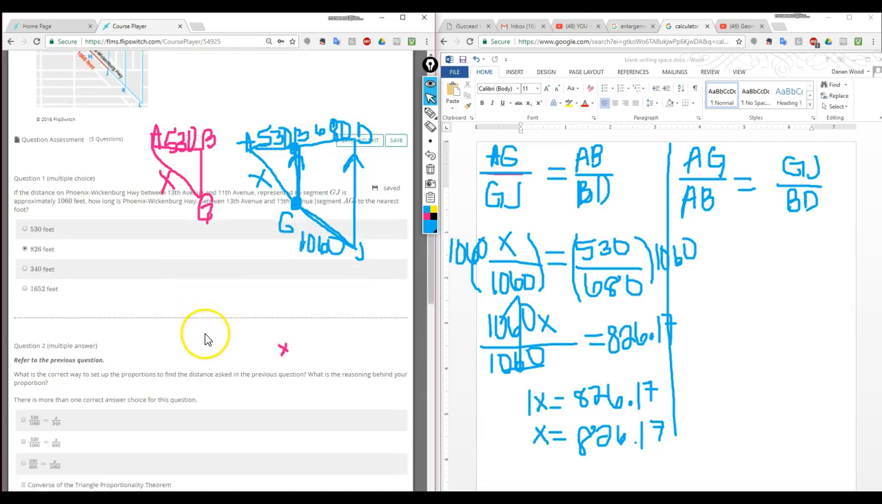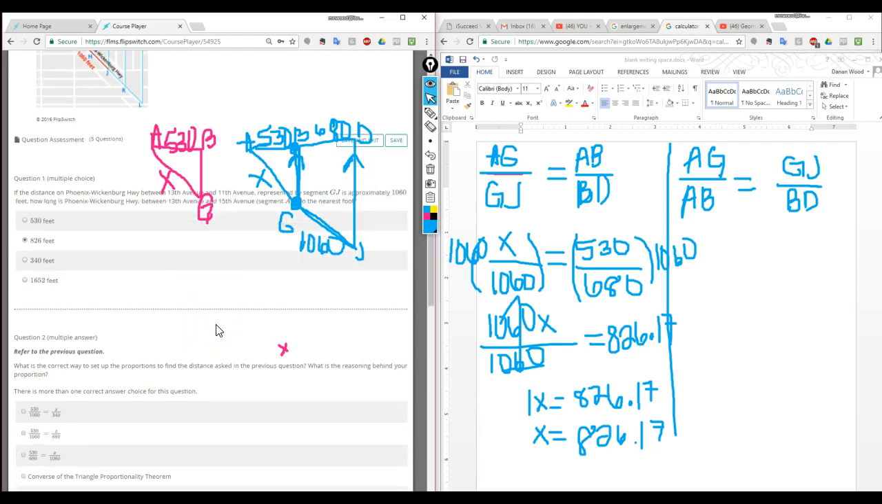So now, refer to the previous question. What is the correct way to set up the proportions to find the distance asked in the previous question? What is the reasoning behind your proportion? There is more than one correct answer choice for this question. Okay, well, I'm just going to look for one that looks like the one we set up. So we have x over 1060 is equal to 530 divided by 680.